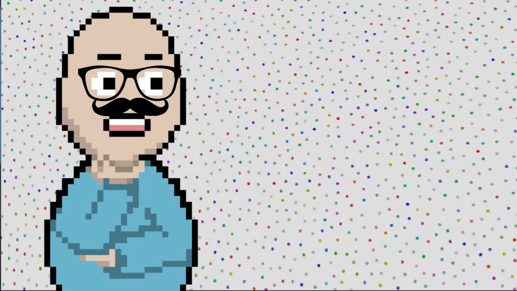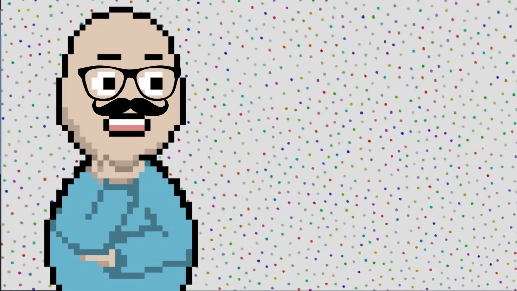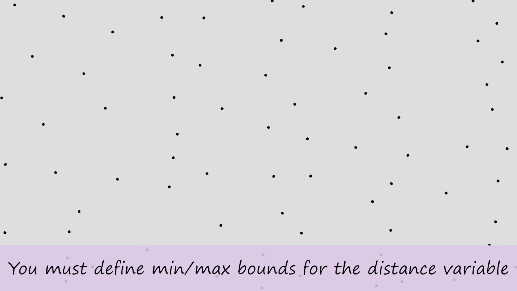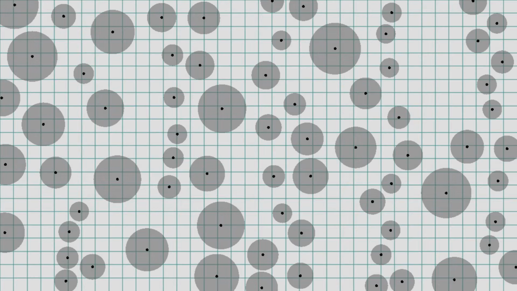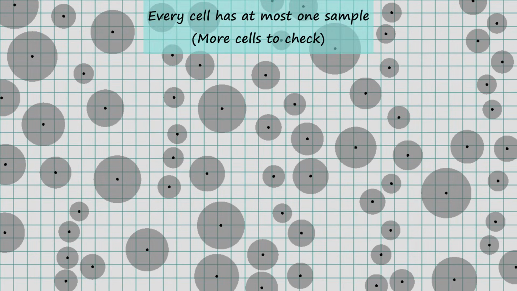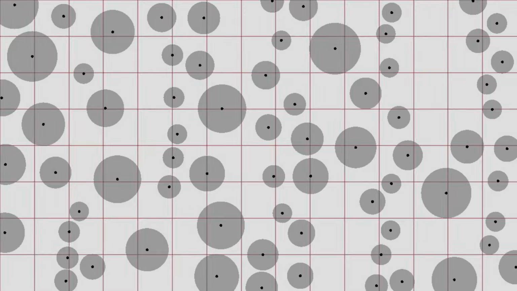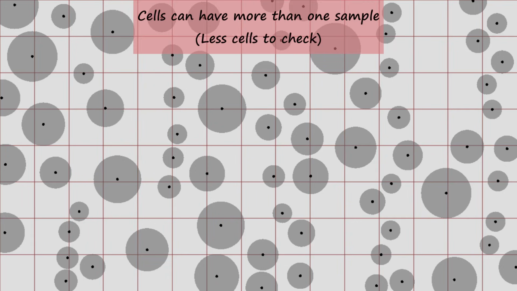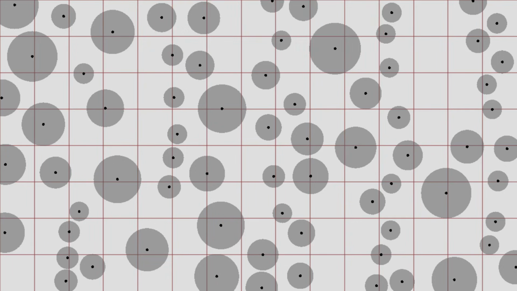Now you might be asking, what if I want the density of points to change? In that case, you would calculate the minimum distance in a separate function. Then, you could either use smaller cells and check more neighboring cells, or keep more samples in bigger cells and check all the samples in a cell.